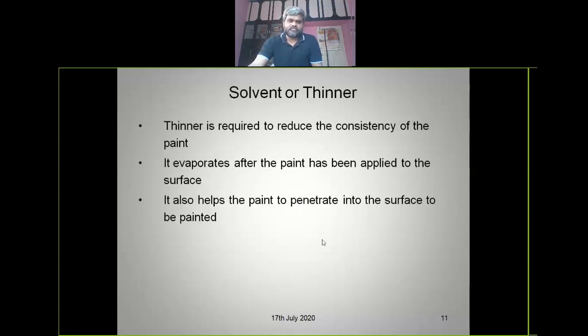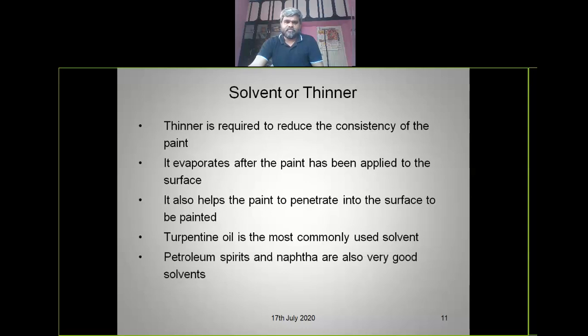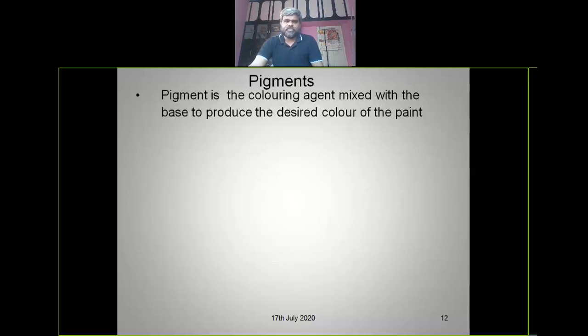What is a solvent? Thinner is required to reduce the consistency of paint. It evaporates after the paint has been applied to the surface. So it also helps the paint to penetrate into the surface to be painted. Turpentine is the most commonly used solvent. Petroleum spirits and naphtha are also very good solvents.